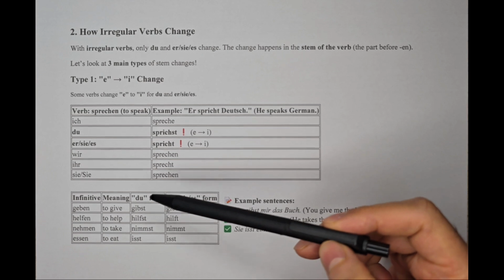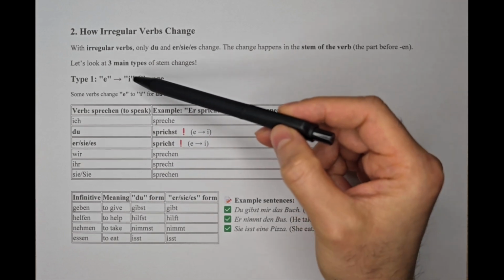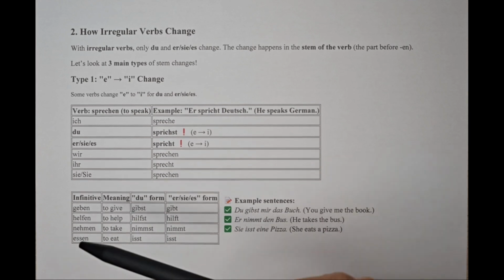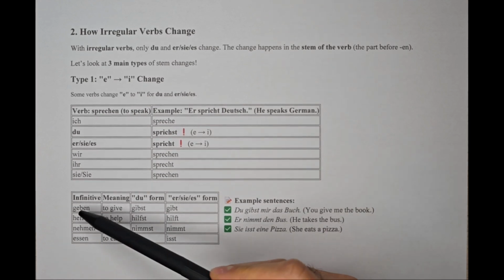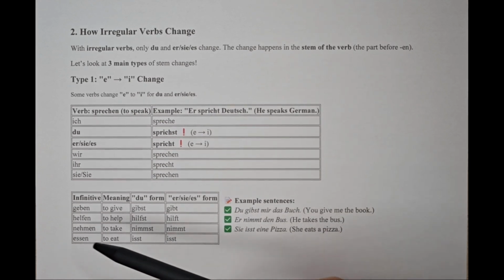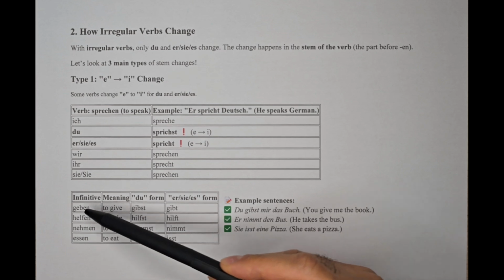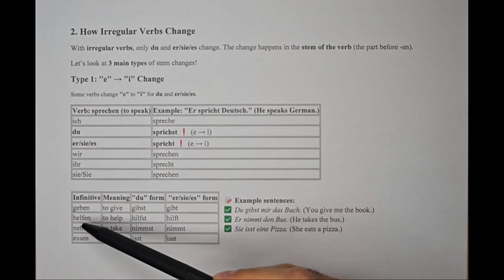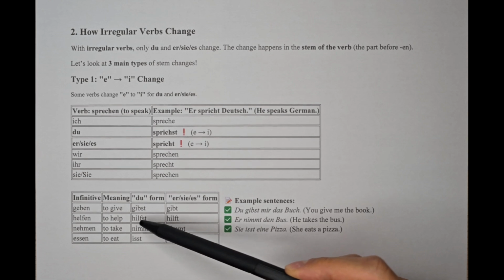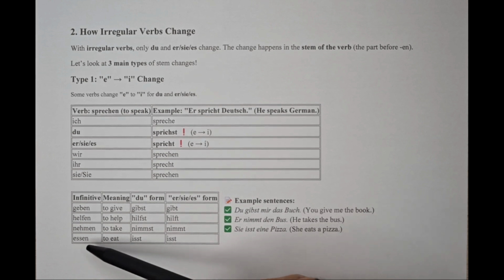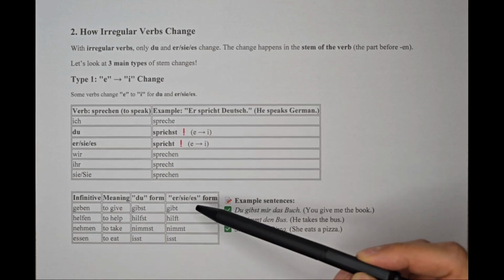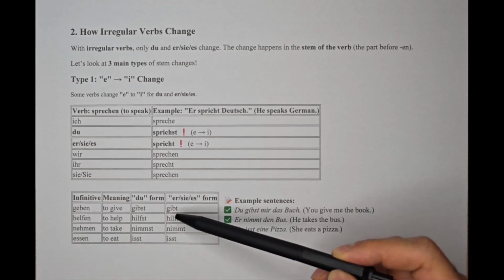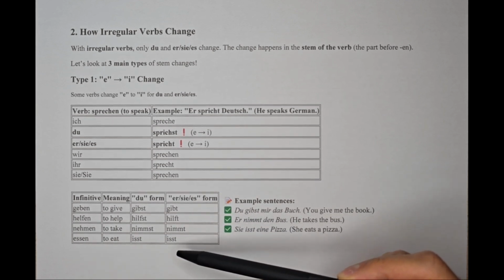Now some other examples of this type of change, e converting into i for irregular verbs in the present, are geben, helfen, nehmen, and essen. For instance, geben in the case of du will change into gibst, helfen in case of du will change into hilfst, nehmen, nimmst, essen, isst. Similarly, the same verbs in case of er, sie, es will be gibt, hilft, nimmt, and isst.